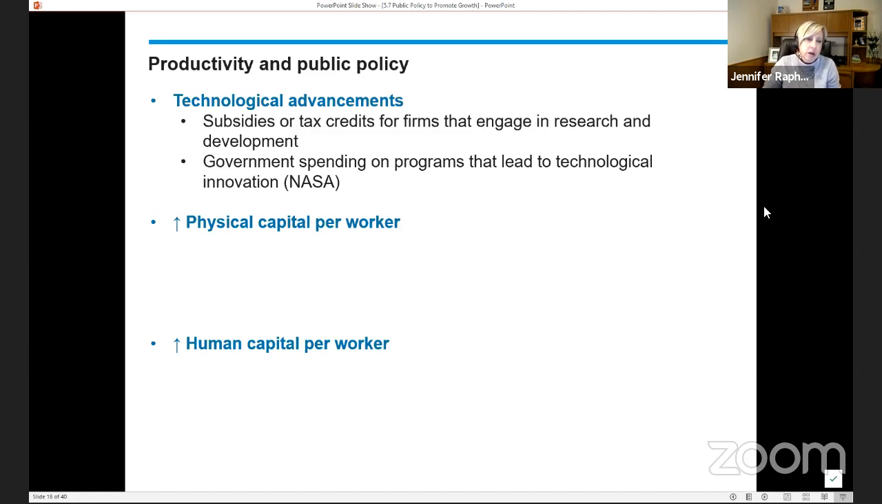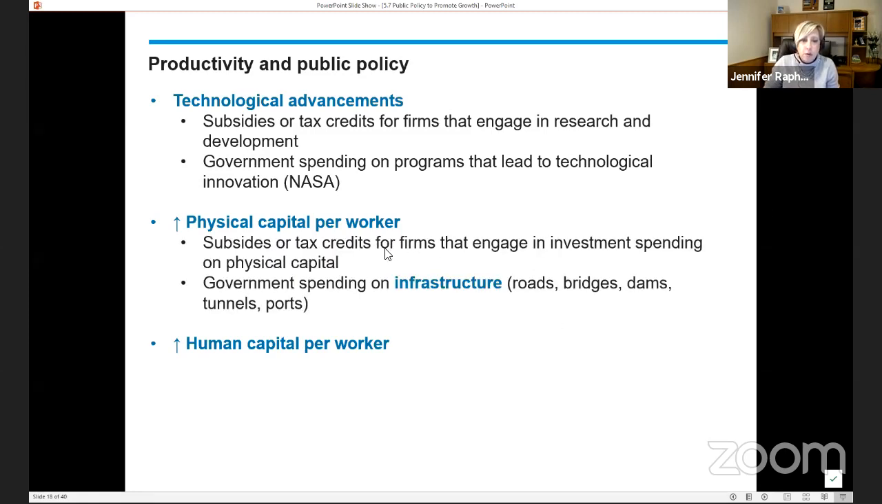We can also increase the physical capital per worker with very similar government policies.